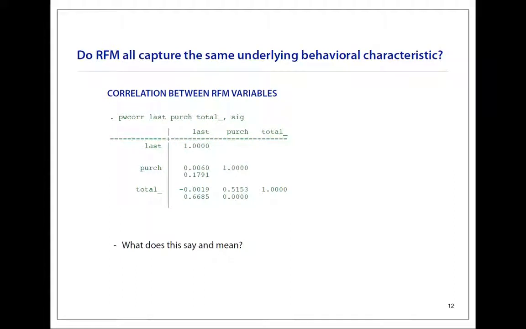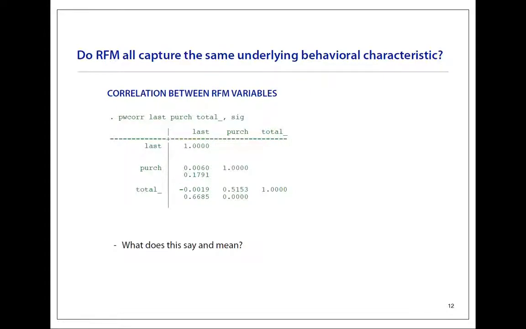Now let's check whether these three measurements are independent from each other. Last has no correlation with purch, and zero correlation with total; it's almost zero and insignificant. So as a result, we can conclude that last, purch, and total are not correlated. By having all three there, each one of them will bring in some new information about which customer is more likely to buy.